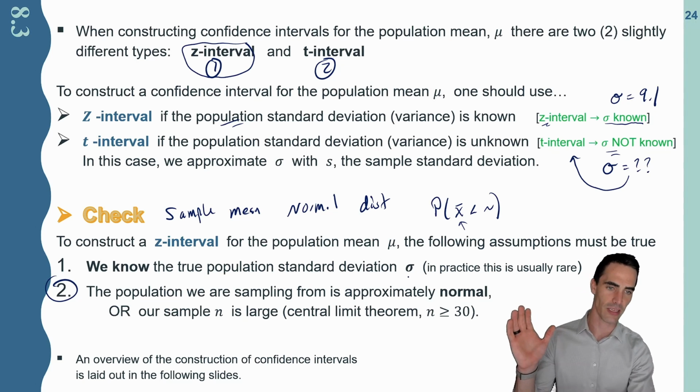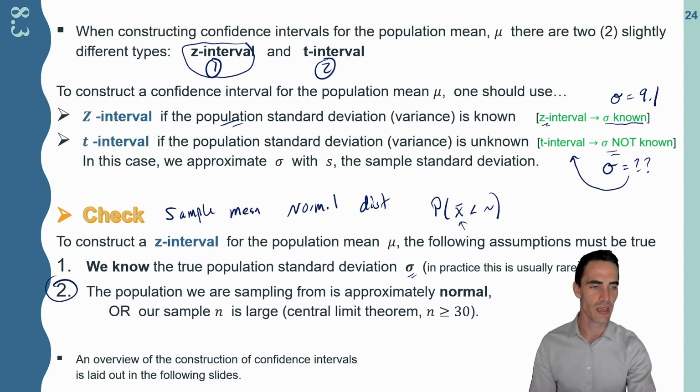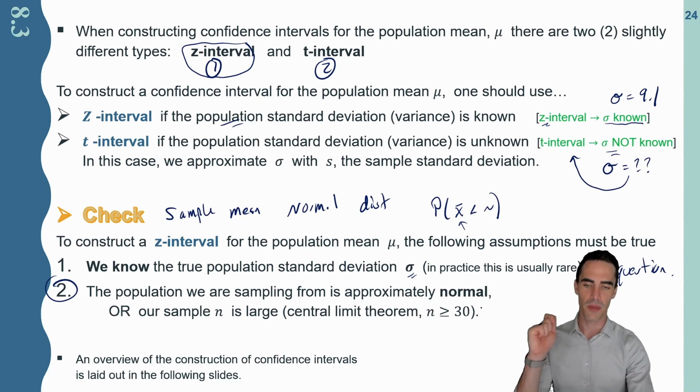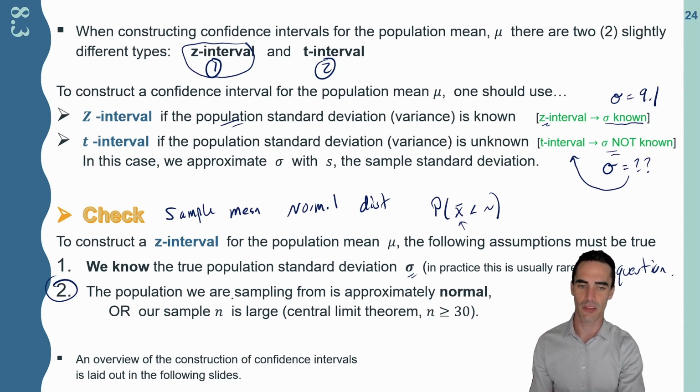The first one, classic, you have to know what the population standard deviation is. This should be in the question or in the example, in the phrasing. It should say, hey, the population standard deviation is 9.1, for instance. But the second thing, this is something to check, is that we need to have a large enough sample.